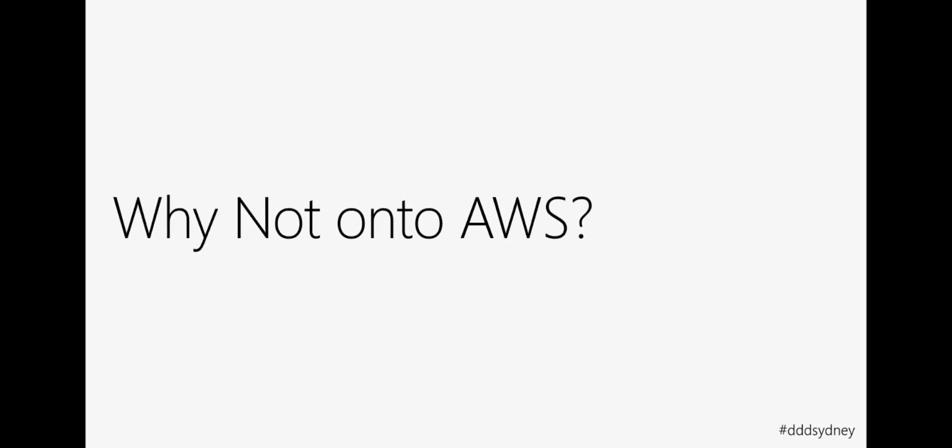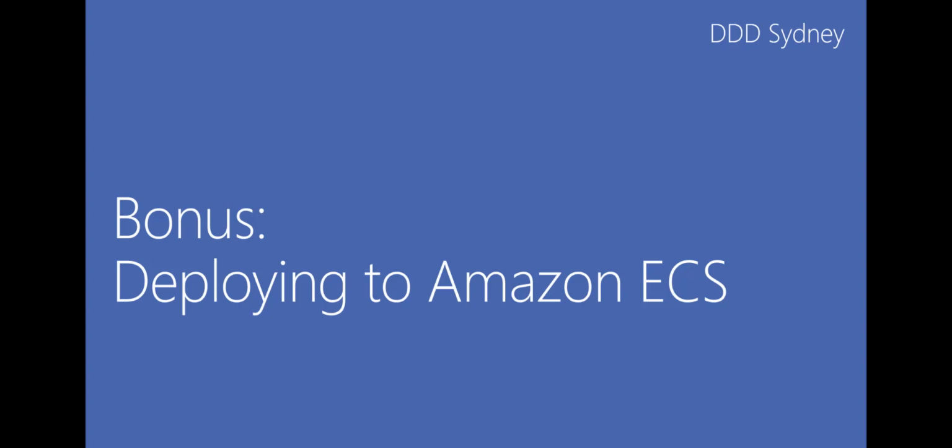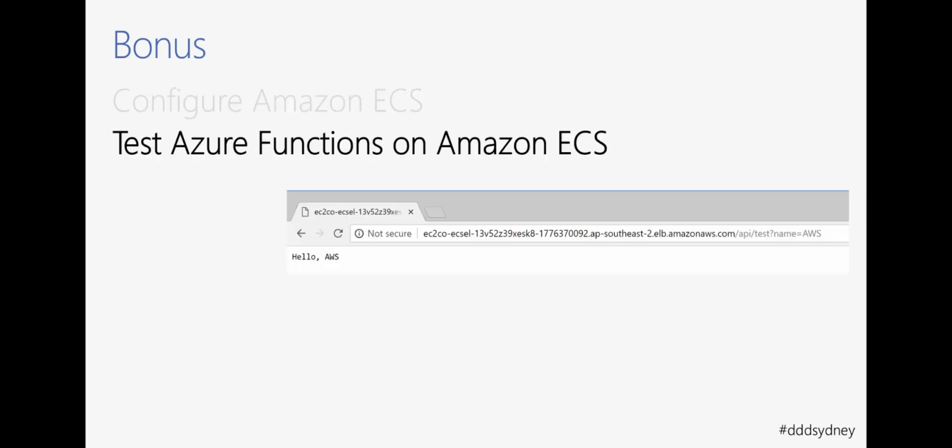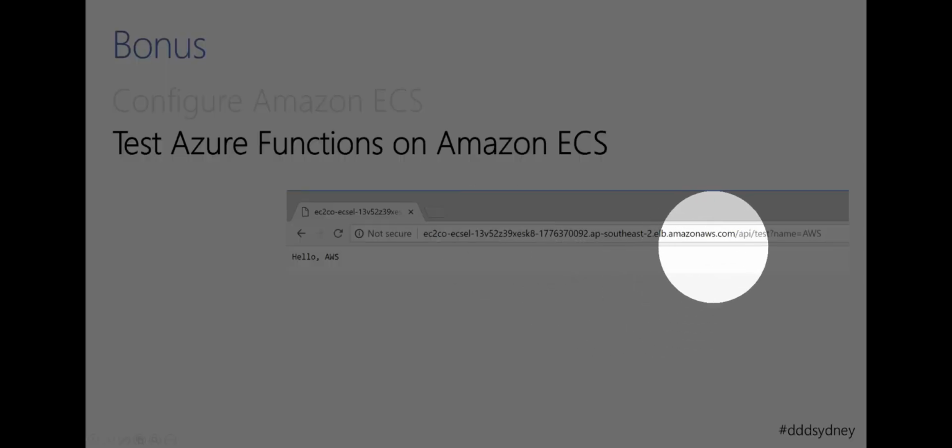So why don't we deploy this Azure Function instance onto Amazon? I'm going to show how we can deploy an Azure Function instance onto Amazon ECS, actually. In order to do so, we need to set up Amazon ECS, which stands for Elastic Container Service. I think this is the equivalent of Azure Container Instances. Then once all the setup is done, we can simply visit the website like this using Amazon AWS.com and send a request like this.